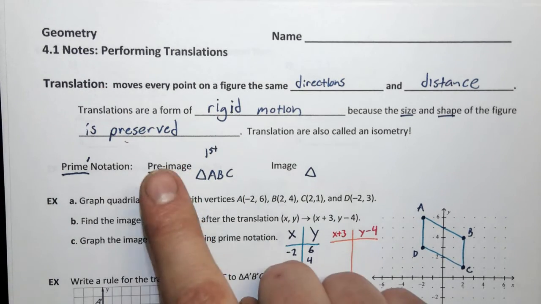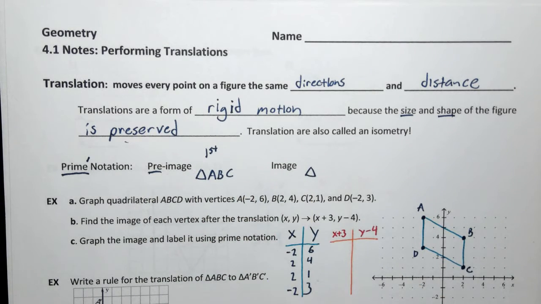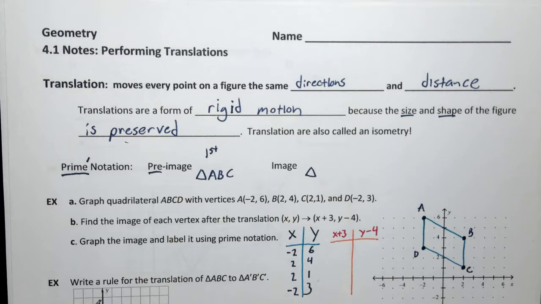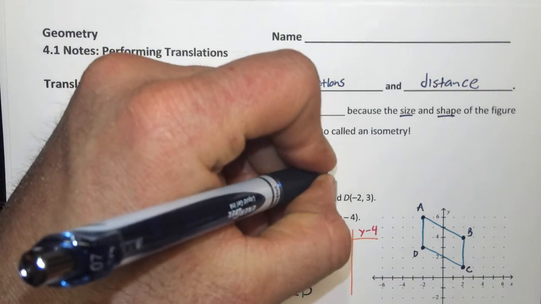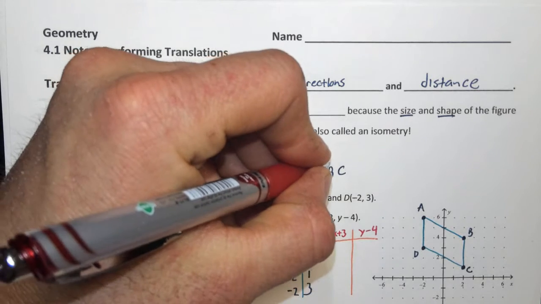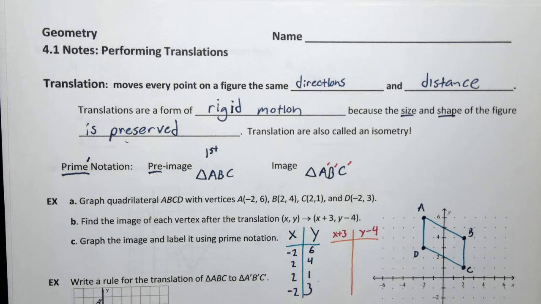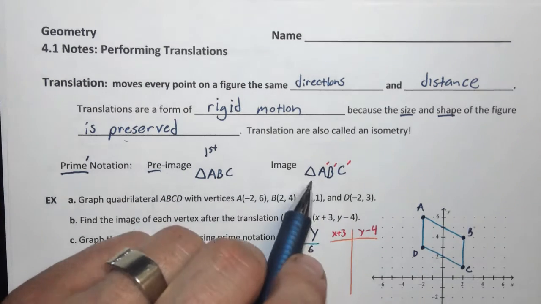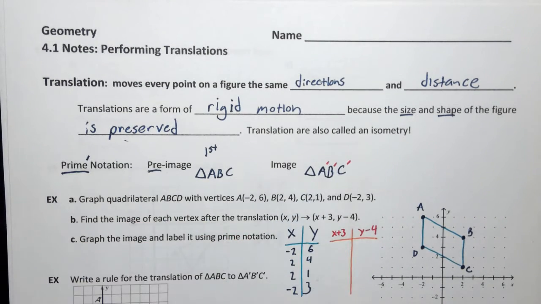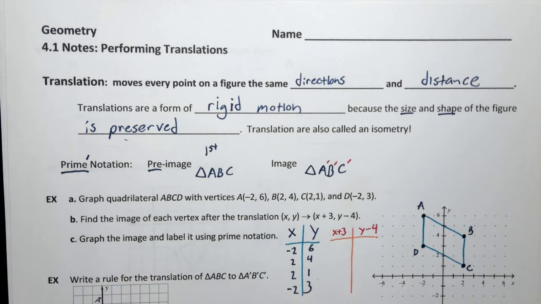Then what we're going to do is transition or change that, and we're going to create something called the image. When you name your image, you want to use the same letters, so we're still going to use A and B and C, but now we're going to add in apostrophes, which note that this is the new location of point A, the new location of point B, and the new location of point C. The way that we read that would be triangle A prime, B prime, C prime. You can also add multiple primes if you're doing multiple moves, but for right now we're just going to stick with one. Let's do one of these moves.